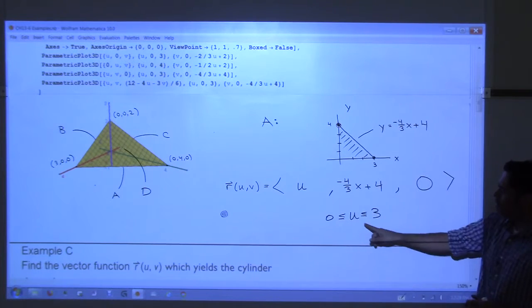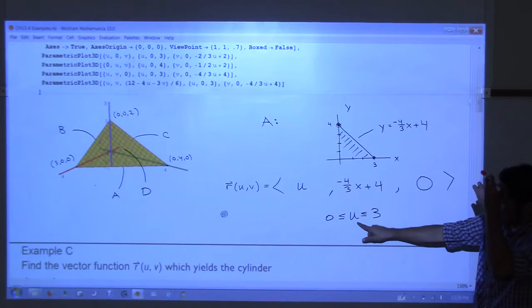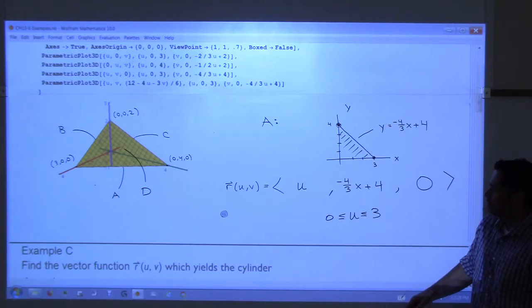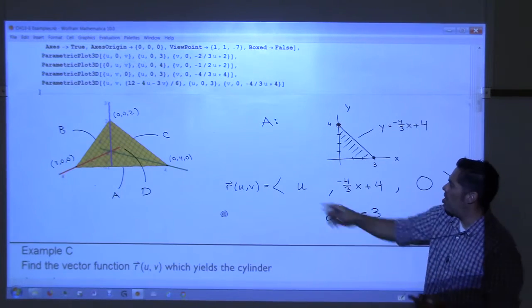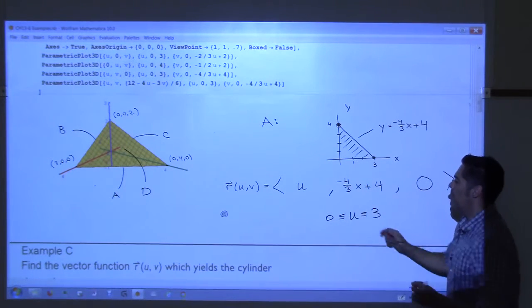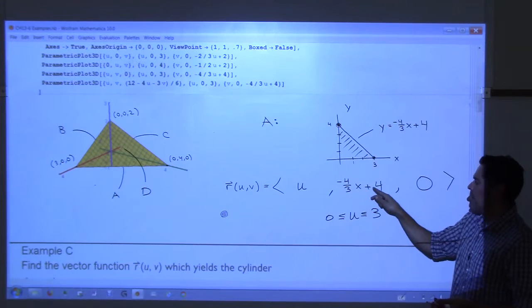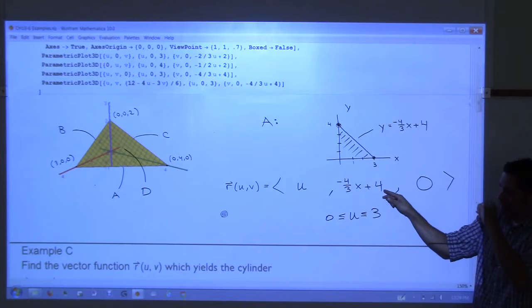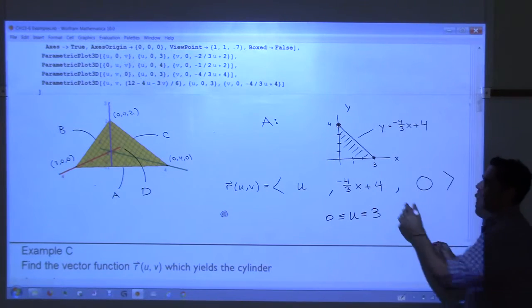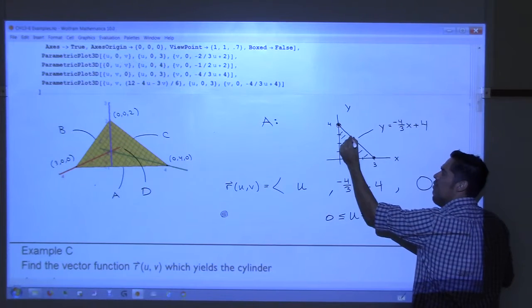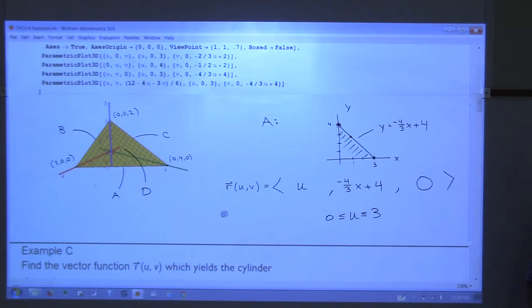Then if I let u be, let's say, u is 1. What would happen if I let u be 1? I'd be at 1, and then you take -4/3 plus 4, so you're subtracting 4/3 from 4, which means you're going to be at 2. So you got some, it's up, right? But it's right there. It's on that line, isn't it? Yes? So all you're doing is drawing this line.